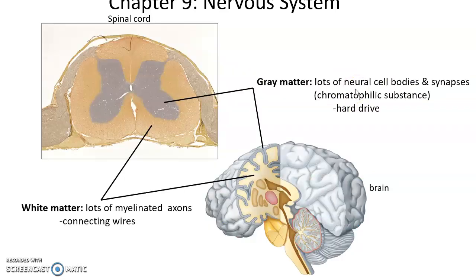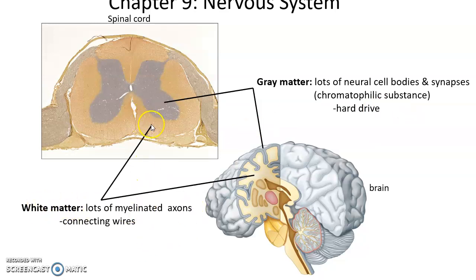Why does this matter? Well, when you look at, say, the spinal cord or the brain, you can see areas that are grayish in color, called gray matter, where you have lots of cell bodies, lots of synapsing occurring, and it's gray because of the chromatophilic substance found in the cell bodies. And where you have lots of synapsing is where the hard work, the processing is occurring. So you can think of gray matter as the hard drive of the central nervous system.